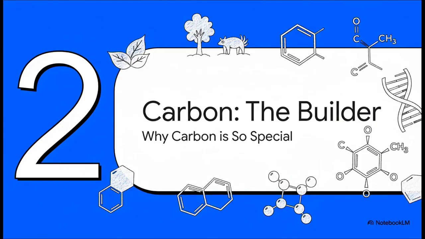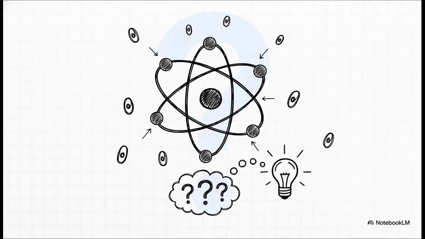Okay, so where does our main character, carbon, fit into all this? Let's figure out why this one element is pretty much the ultimate builder of, well, everything. The whole story of carbon starts with a problem, a puzzle, really. A carbon atom has 4 electrons chilling in its outer shell, but remember, the magic number is 8, so it's got to find 4 more electrons from somewhere. How in the world is it going to pull that off?